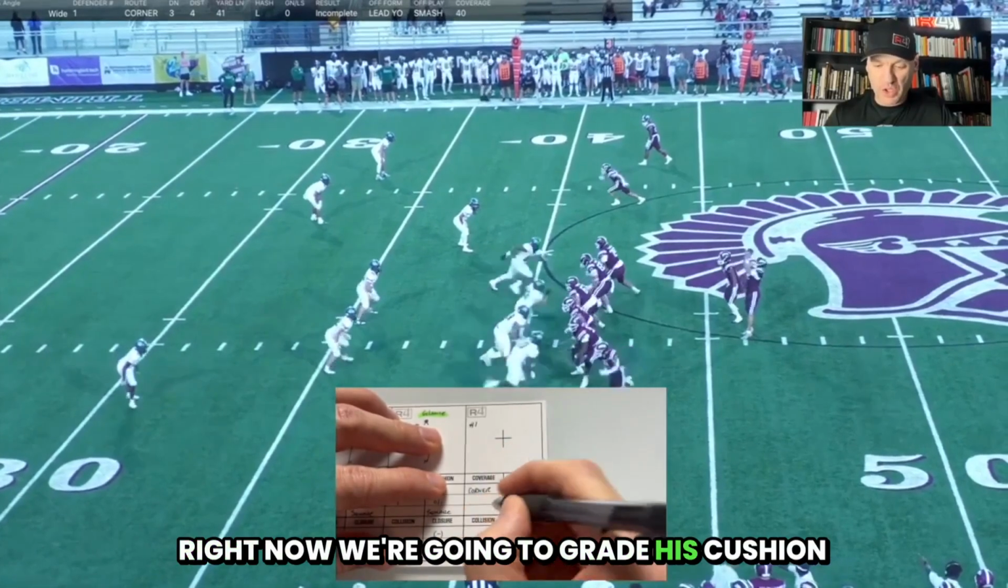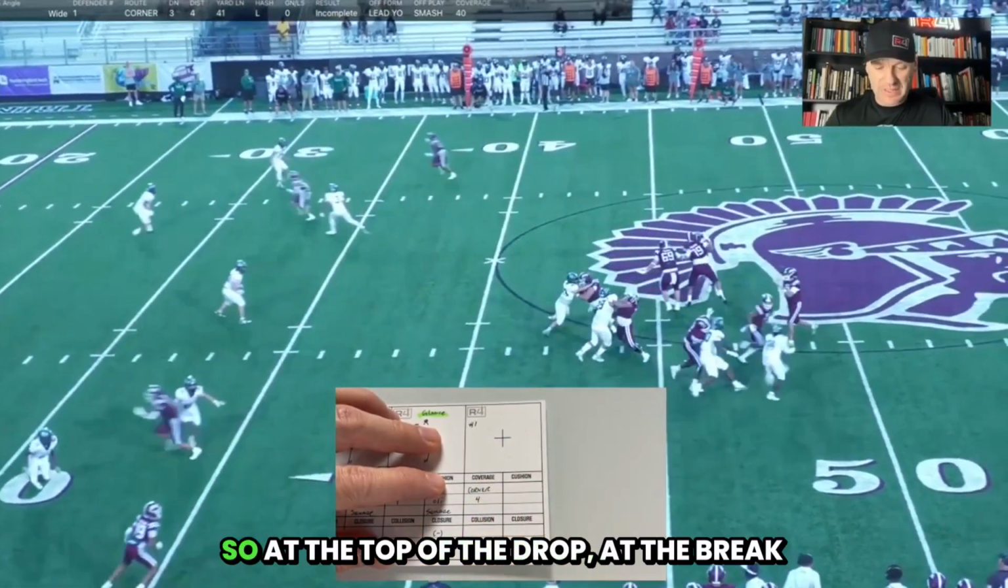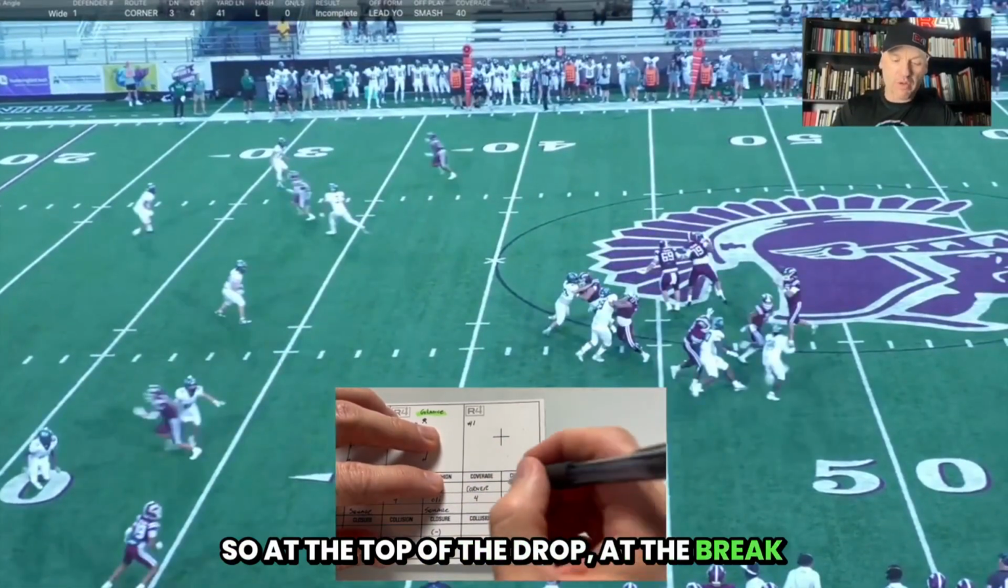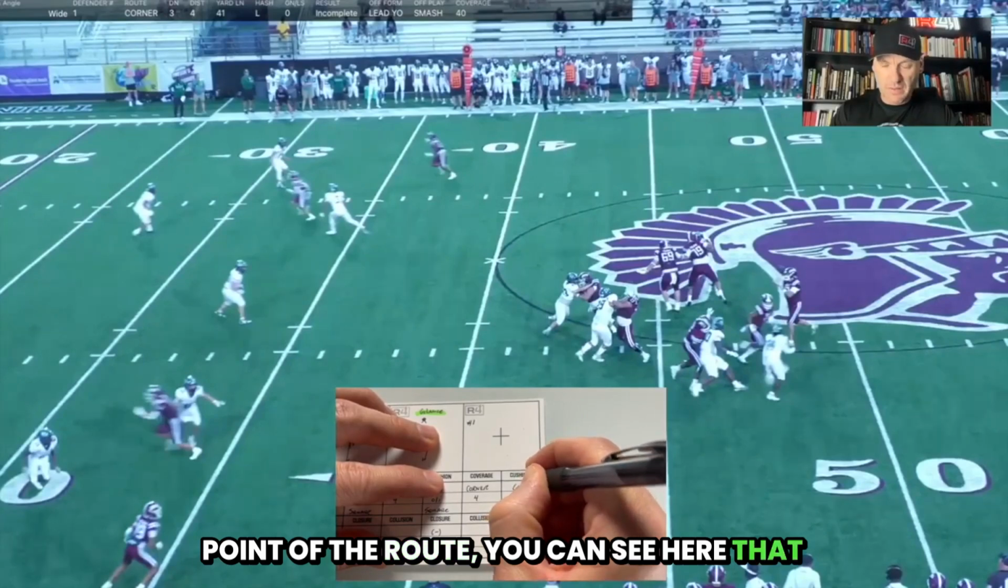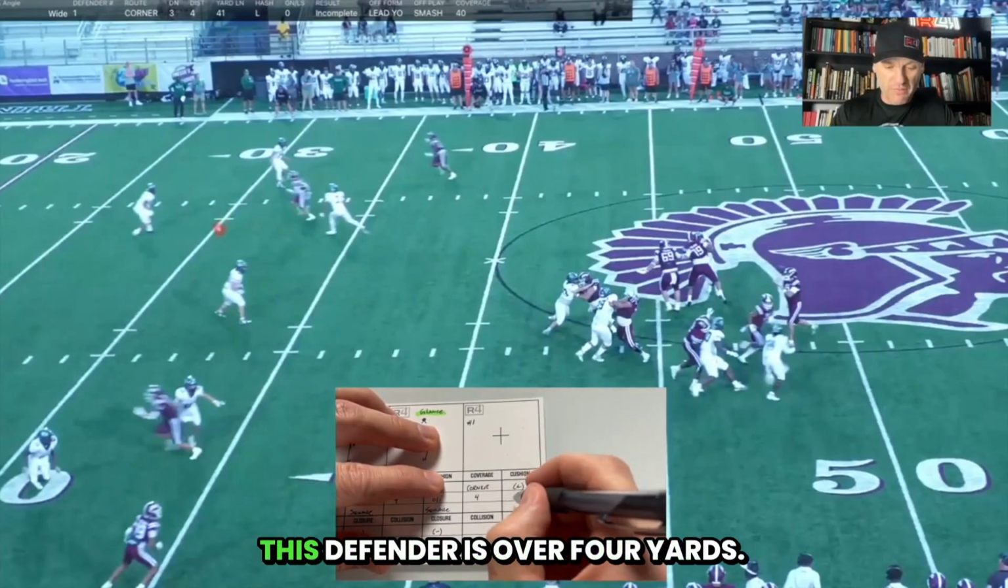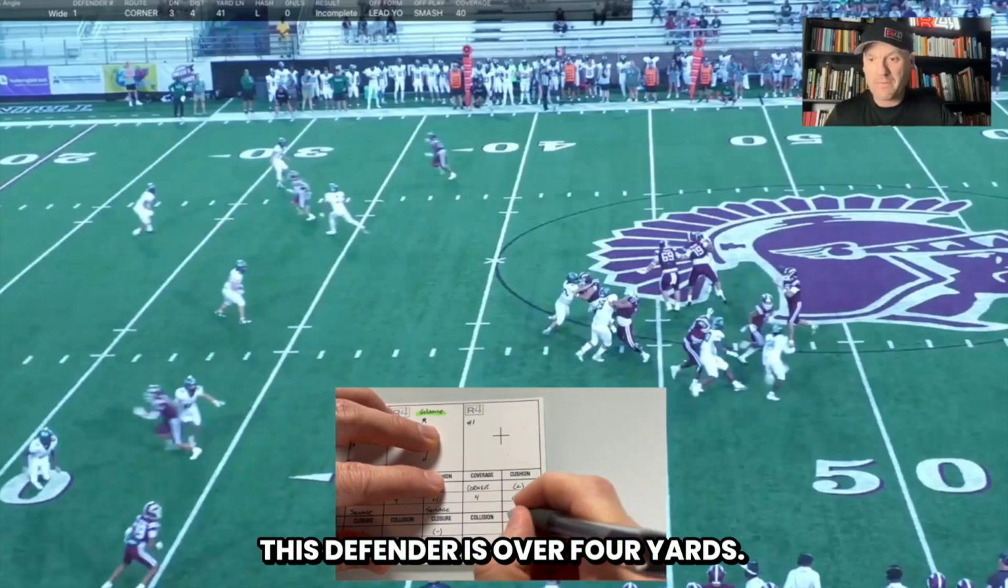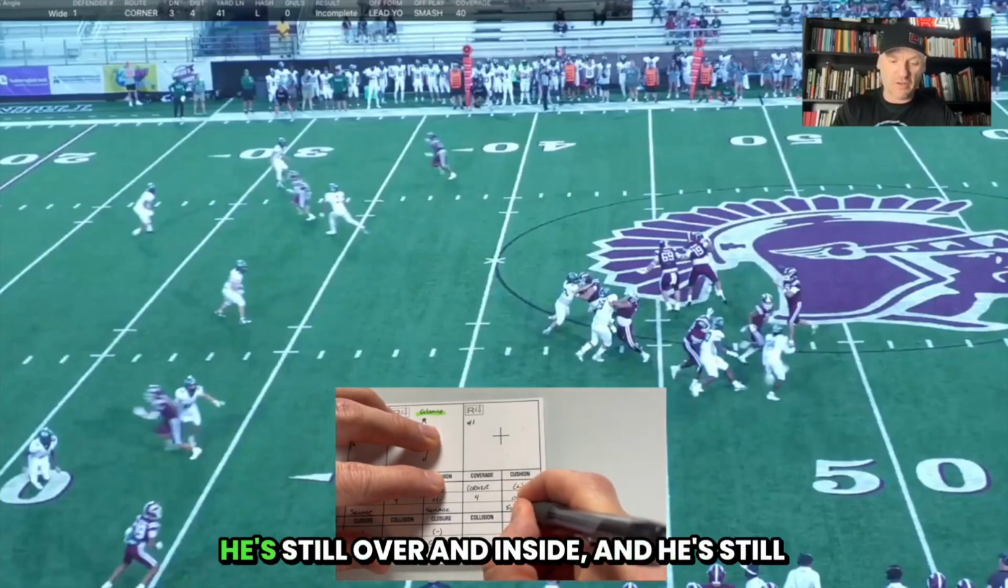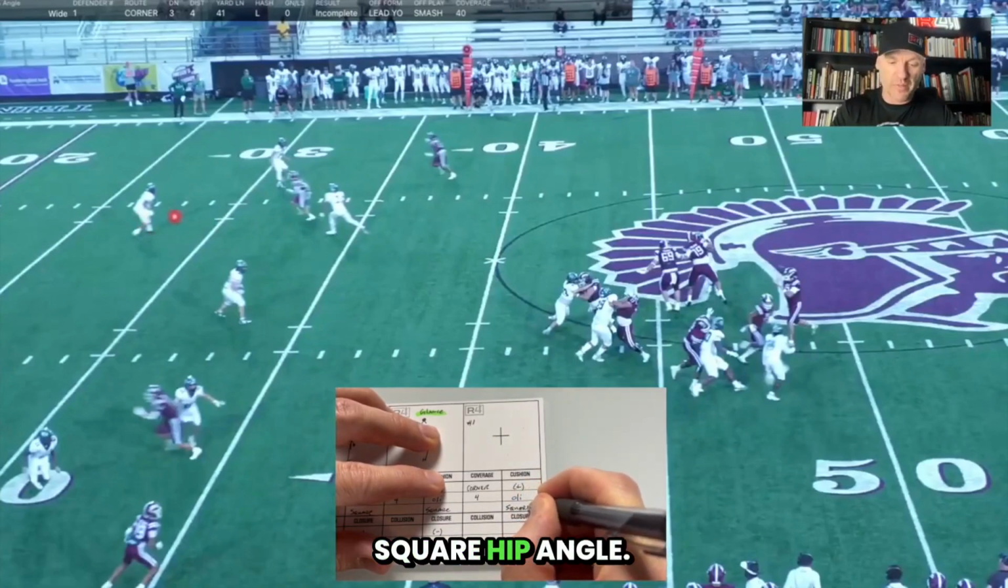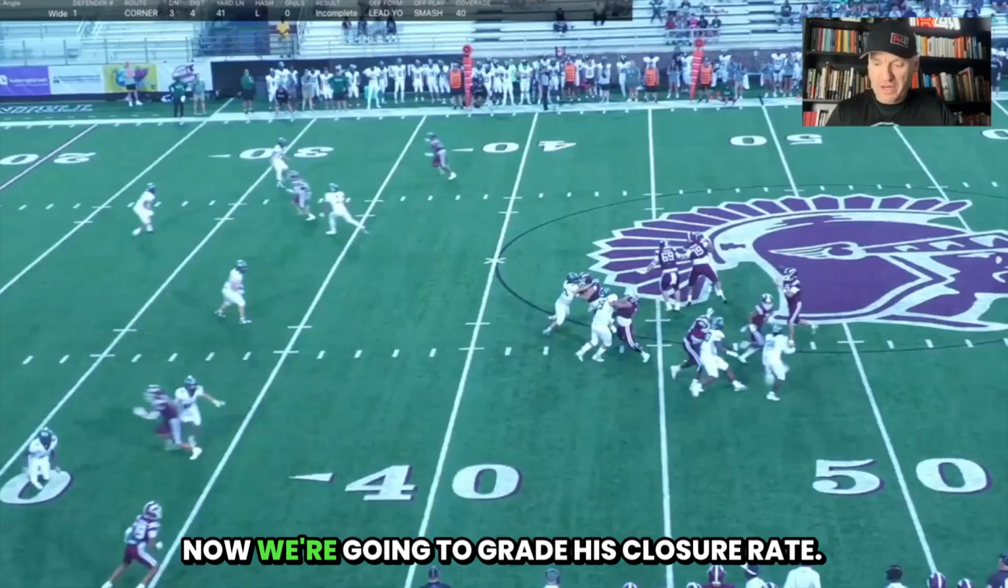Right now, we're going to grade his cushion technique. At the top of the drop, at the break point of the route, you can see here that we have positive cushion. This defender is over 4 yards. So that's positive for cushion. He's still over and inside, and he's still square hip angle. Right now, we're going to grade his closure rate.